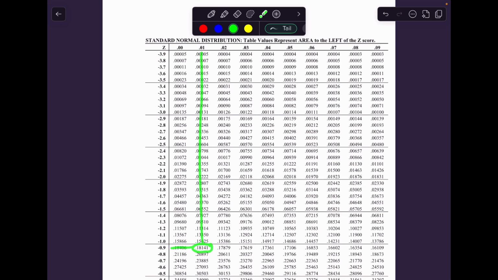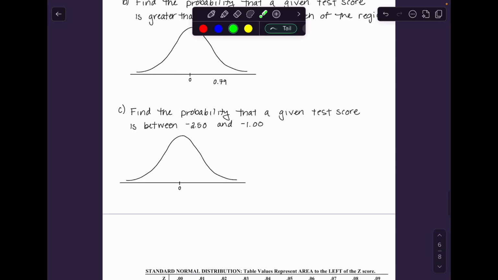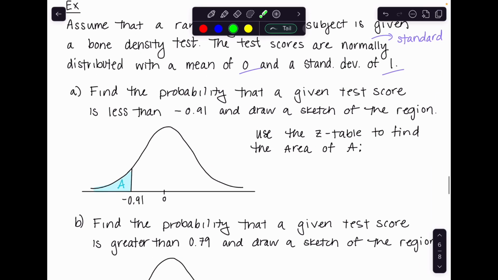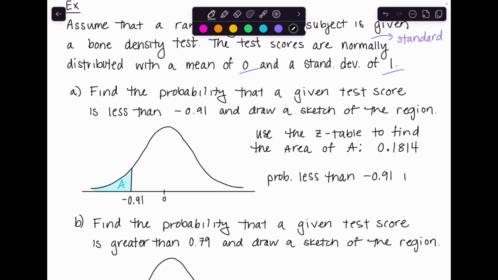And again, I'm going to round to 4 decimals, so 0.1814. So the area to the left of A is 0.1814. So that probability, it's less than negative 0.91, is exactly this area. So this is the probability of someone having a bone density of less than negative 0.91. Okay.